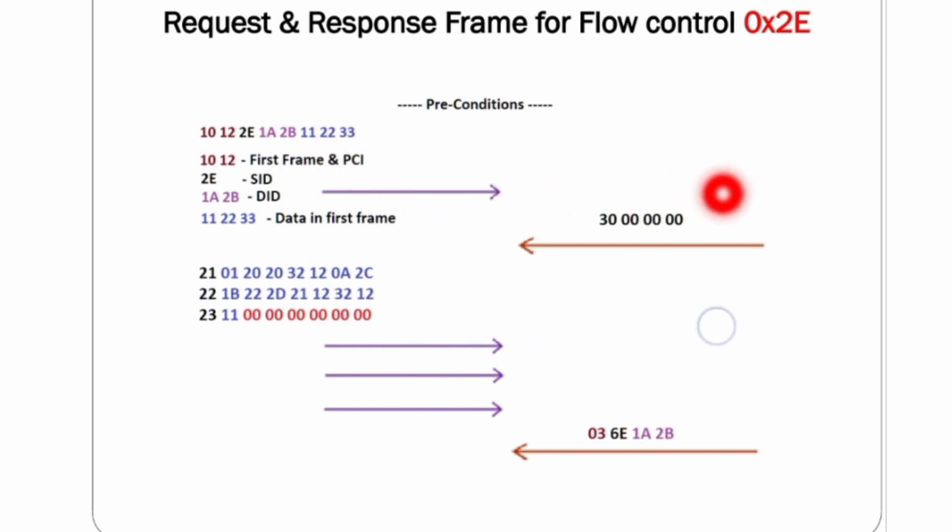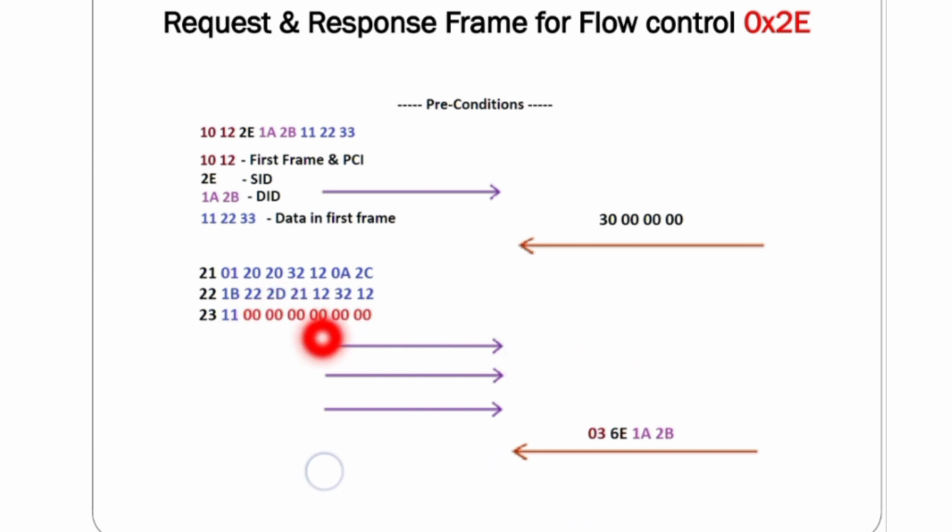Then, as in the previous video, the ECU sends us the flow control frame, 300000, once it has understood this 10 and 12 first frame. Then we can send the consecutive frames. The remaining data: 12 in hex is 18, and 3 bytes are already sent, so we have to send 15 bytes of data. So here 2-3 frames are used. The first frame has 7 bytes of data, the second frame 7 bytes of data, and the third consecutive frame 1 byte of data. Remaining all are 00, so no null data.